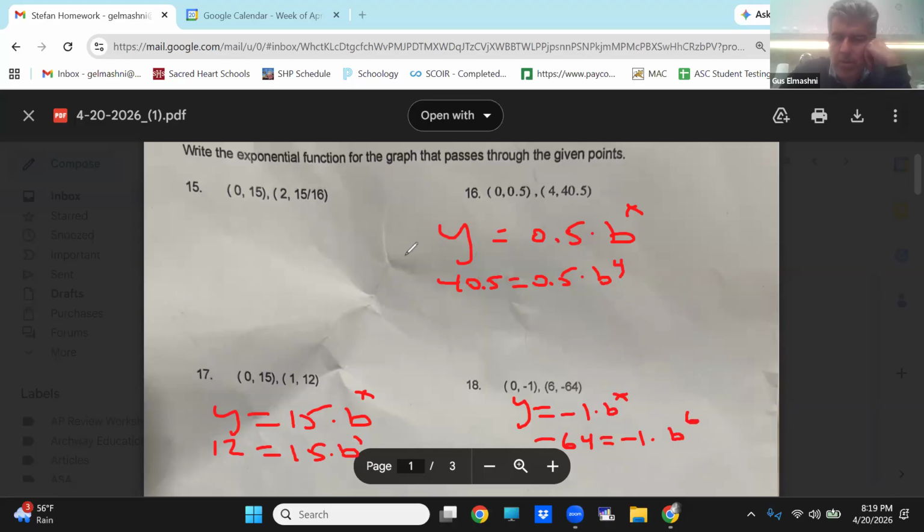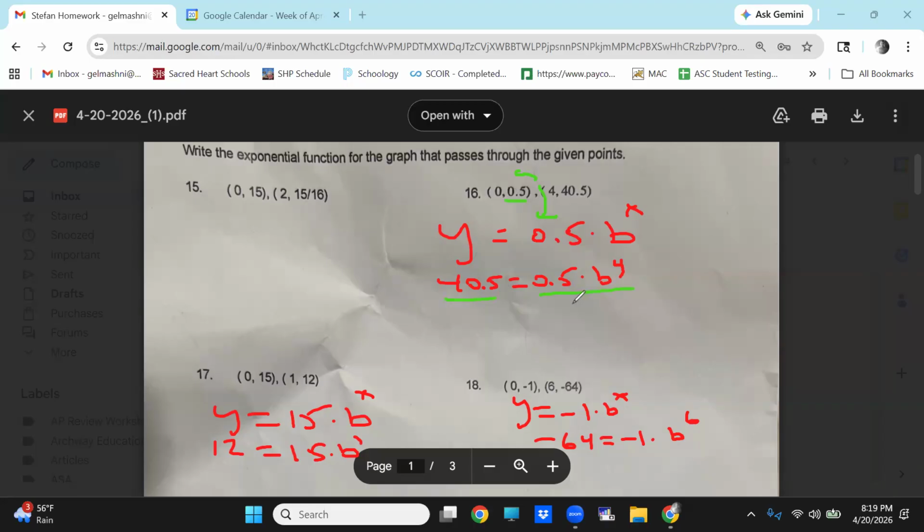Okay, so starting with 16, after I figure out this is a, I put it over here. So 40.5 equals 0.5 times b to the 4. What do I do to solve for b? So you want to get b by itself. Right now you have to move stuff around. What's your first step to solve for b?